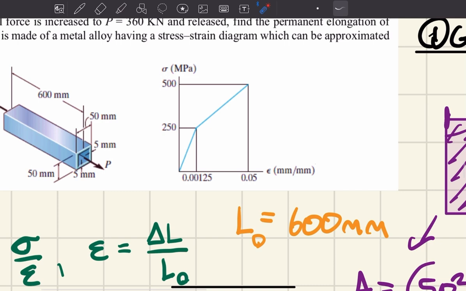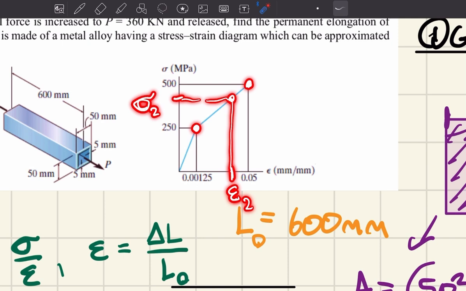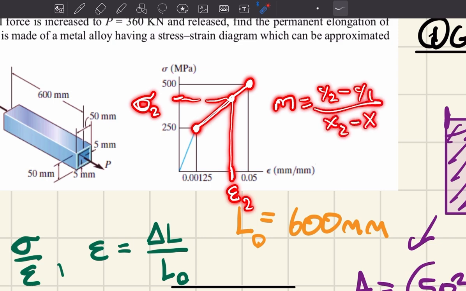Okay, how about the total strain? I'll look at the diagram one last time. If I have sigma 2 right here, and I have epsilon 2 right here, I can find epsilon 2 because I know this point and I know this point. How do I do that? Well, I know that the slope of this line is the same, therefore I can use linear interpolation. How does linear interpolation work? Well, I'm basically comparing the slope. I know that m is equal to y2 minus y1 over x2 minus x1, right? Therefore, the slope of this segment of the line right here and this segment of the line right here are equal. Okay, let's do that then.